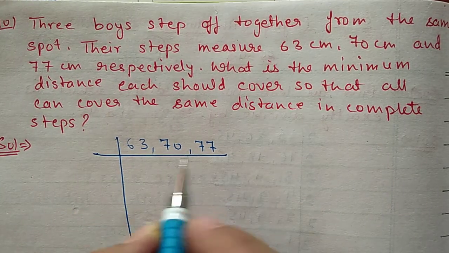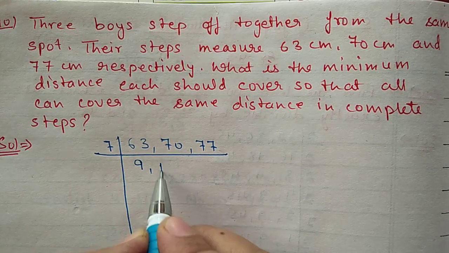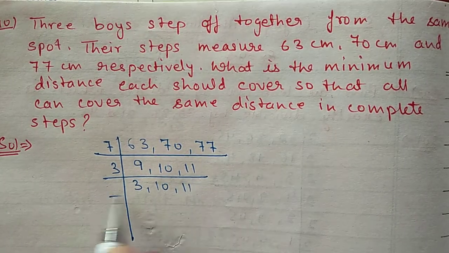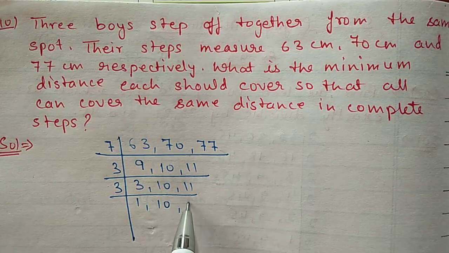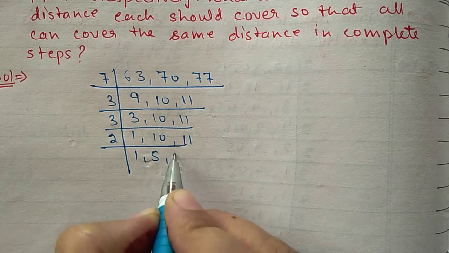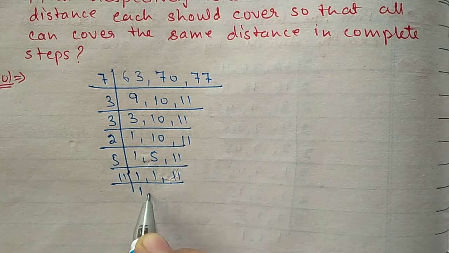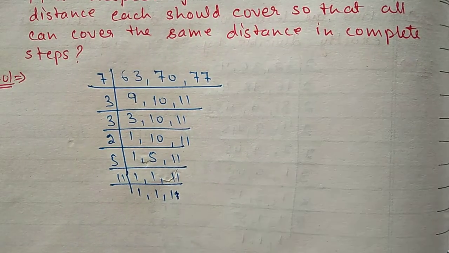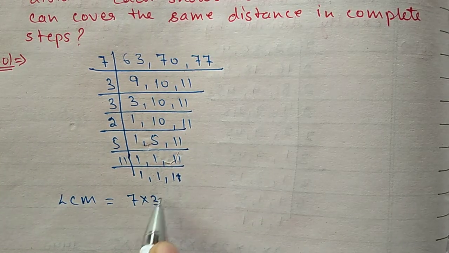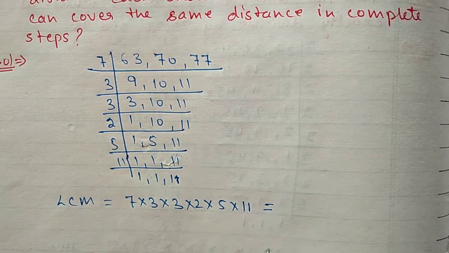All these three numbers come in the 7 table, so first we will divide with 7. 7 9s are 63, 7 10s are 70 and 7 11s are 77. Then 3 3s are 9, and 10 and 11 as it is. 3 1s, 10 and 11 only. Then with the 2 table, 5 table and at last the 11 table. 11 1s are 11. So the LCM of these numbers will be 7 into 3 into 3 into 2 into 5 into 11.